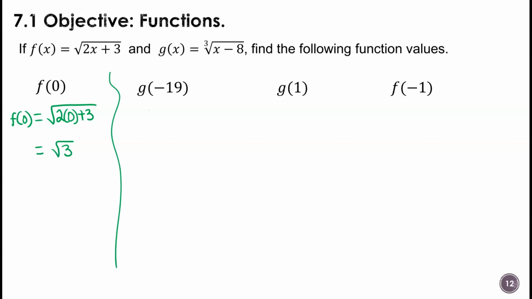The next one is the g function, which is a cube root. So g of negative 19 is the cube root of negative 19 minus 8, which is the cube root of negative 27. The cube root of negative 27 is negative 3.